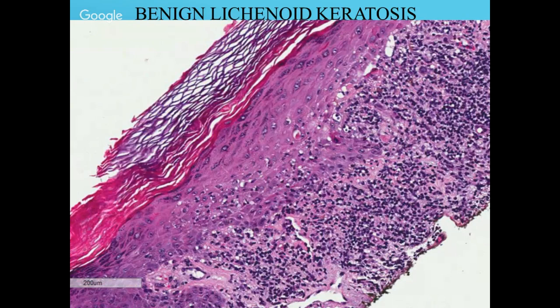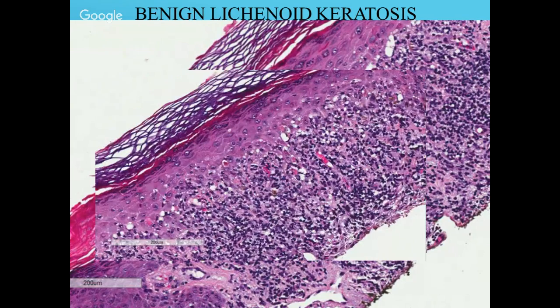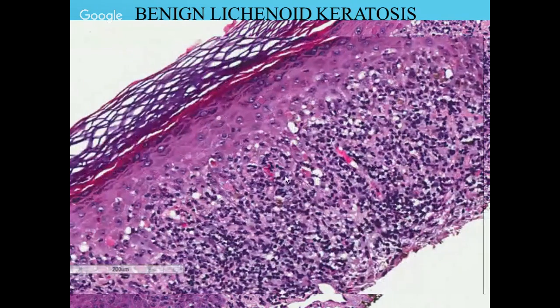And in the comments, say the differential diagnosis includes lichen planus and benign lichenoid keratosis. This is just highlighting the dyskeratotic cells at the dermal epidermal junction. There's some pigment incontinence.